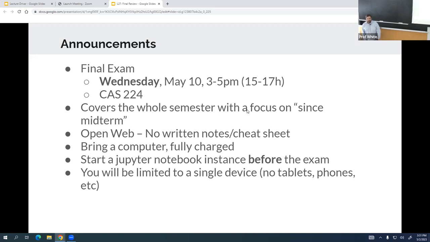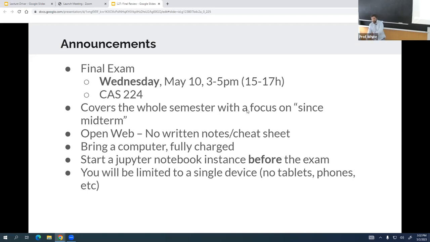Just to clarify, it's on Wednesday, not Tuesday or Thursday. I know for the longest time I was thinking it was on Tuesday, so I just want to clarify that it is on Wednesday on the 10th. It will be in this room, unless you're doing the alternative final exam, and that will be on Monday.